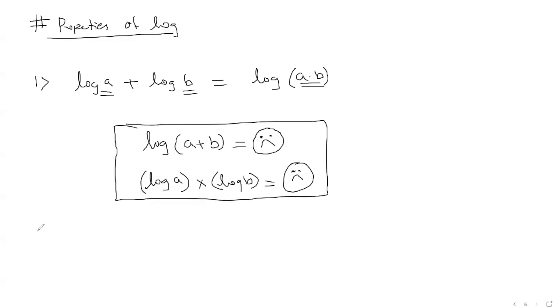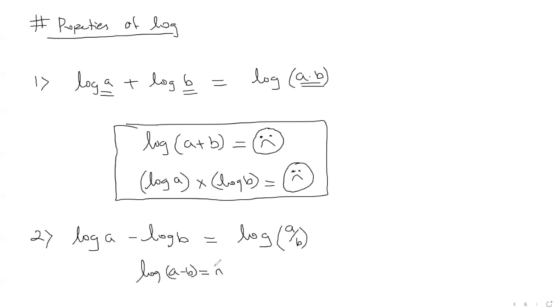Now, moving on, let's look at the second property. It's very similar to the first one. I'm sure you can guess also. If I have log A minus log B, it will be log of A divided by B. Again, for log A minus B, there is no such property. You cannot simplify this. The next property of log is number 3. Very important, very useful. Log A to the power B: when you have A raised to B, you can write this as B log A.